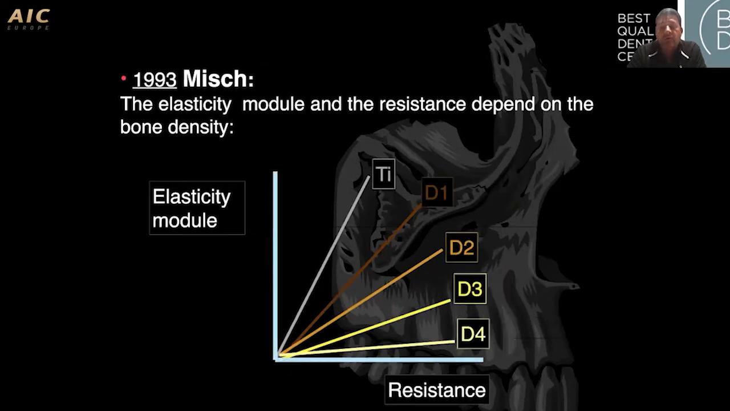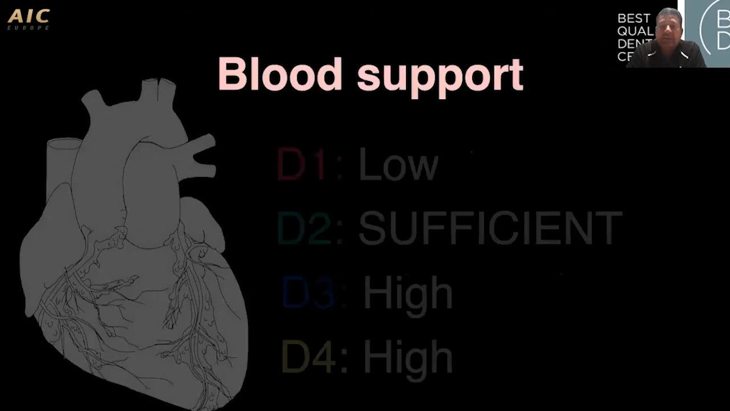Here we know, of course, that the D4 is less resistant than the D1, for instance. So we have more elasticity model in D1 than we have in D4. This is also important for us to have in mind.